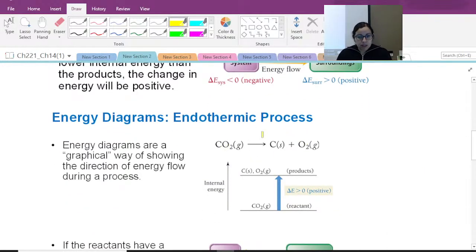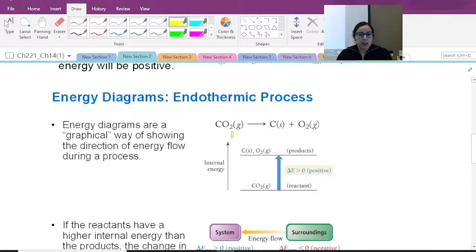And so this helps with the chat question. We can reverse it, flip the process, and yes, the flipped process would be endothermic. Now we have CO2 decomposing to carbon and oxygen, and these products are higher in energy. So again, we just have energy on this side, showing that we put energy in.